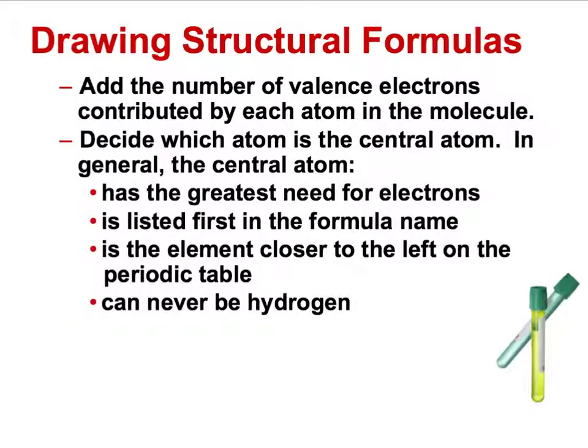When drawing structural formulas, one should follow these steps. The first thing you're going to want to do is to add the number of valence electrons contributed by each atom in the molecule. Then you need to decide which atom is the central atom. In general, the central atom has the greatest need for electrons, is listed first in the formula name, is the element closer to the left on the periodic table, and it can never be hydrogen. And my question for you today is, why can it never be hydrogen?